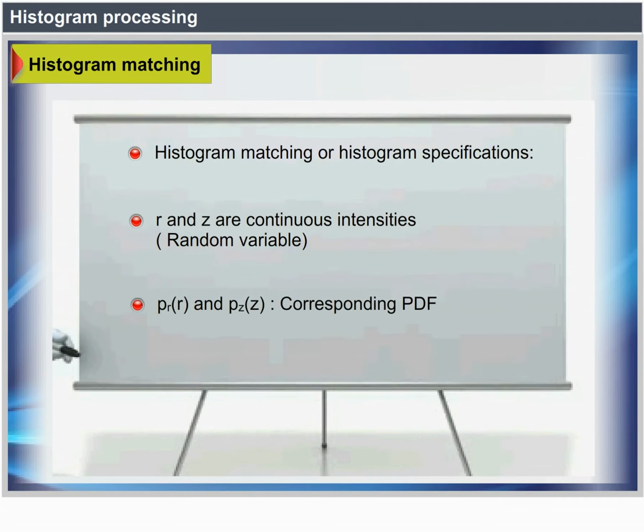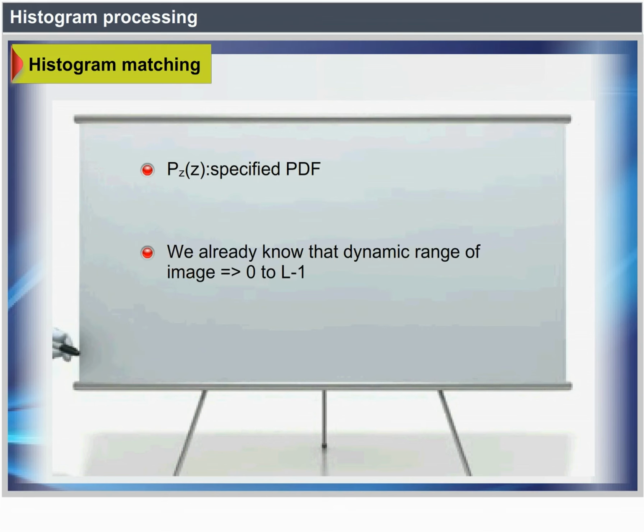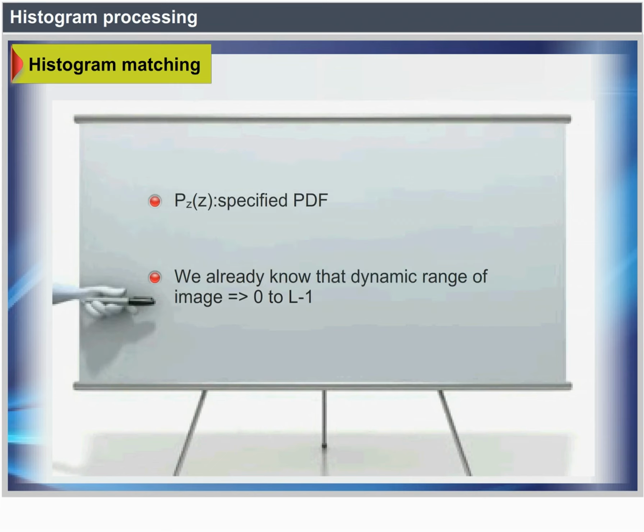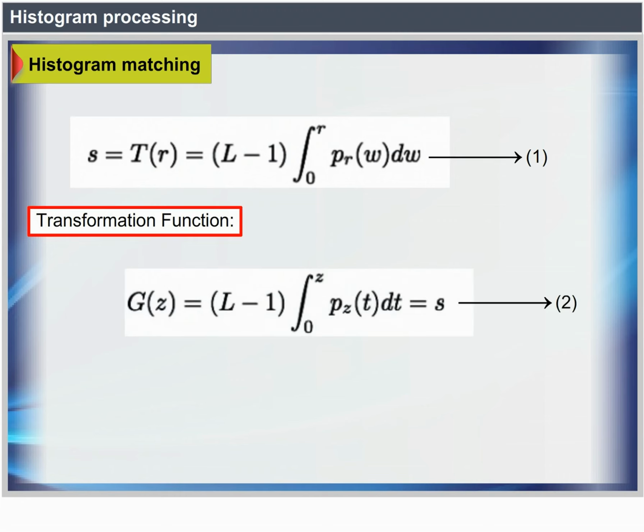Procedure to obtain histogram matching. Obtain p_r(r) from the input image and use equation 1 to obtain the values of s. Use a specified PDF in equation 2 to obtain the transformation function G(z). Obtain the inverse transformation z = G^-1(s), that is, by mapping from s to z.